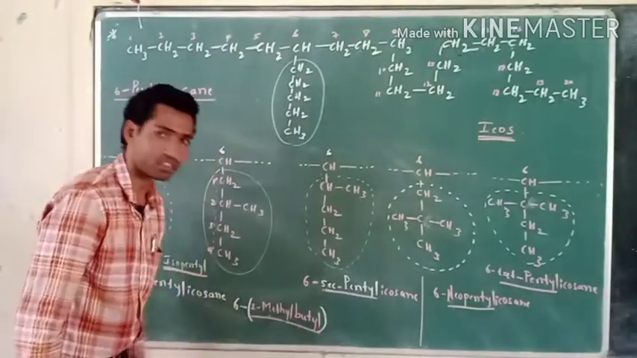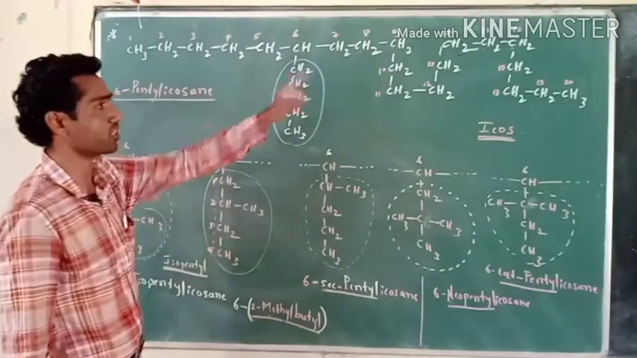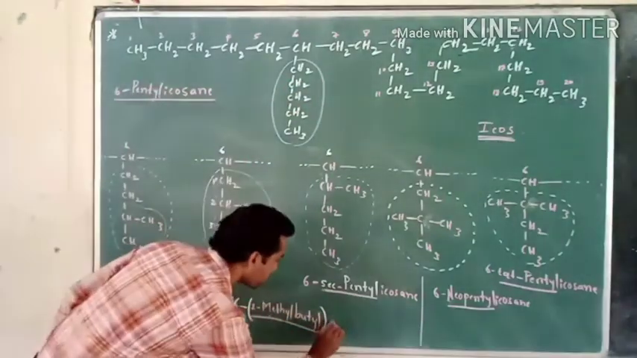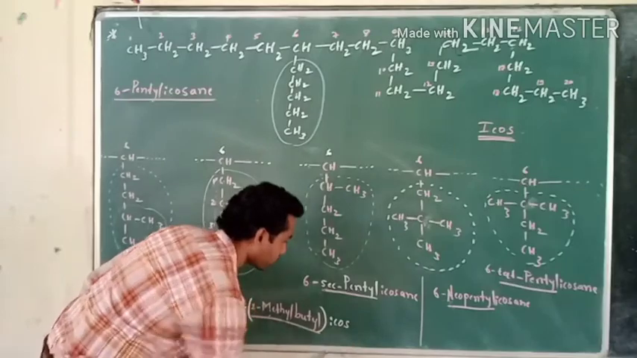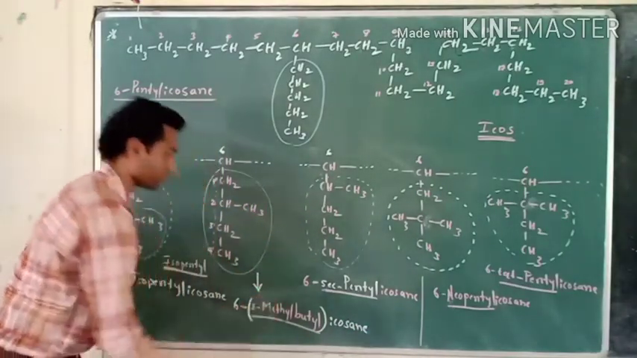Now the prefix is over. What is the root word? How many carbons are in this longest carbon chain? 20. Therefore icos, and ANE is the primary suffix. This is the name of this molecule.